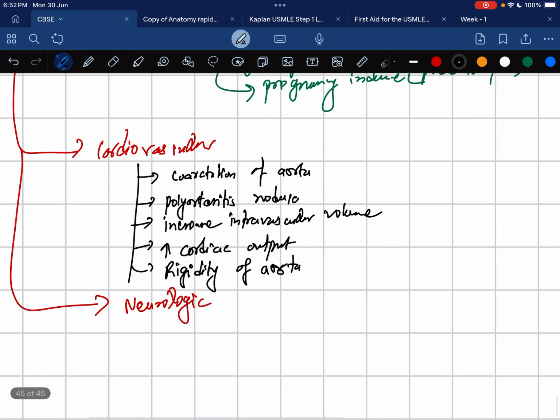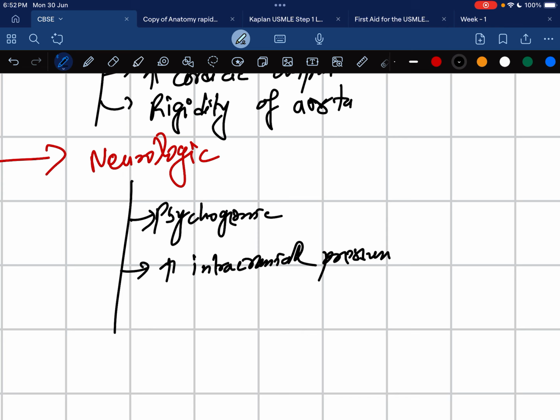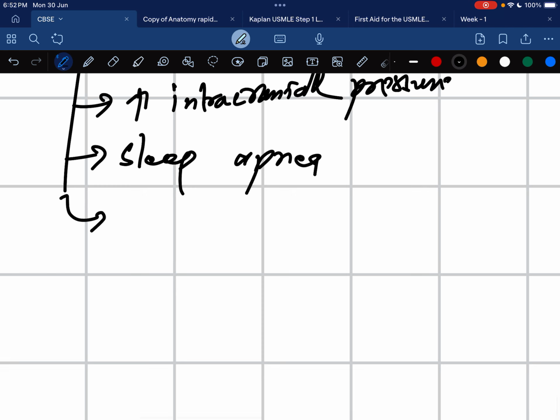After that, neurological. In the neurological causes, there is psychogenic. Then there is increased intracranial pressure; if the intracranial pressure increases, that leads to an increase in pressure and hypertension, and also sleep apnea. Then another is acute stress, including surgery.